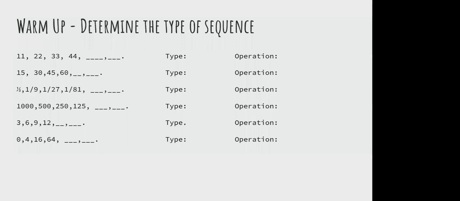Here's the warm up. I want you to determine the type: arithmetic, geometric, or neither. And then, what is the operation that is moving the sequence? According to my clock, it is 10:47. I'll give you 7 minutes. So 7 minutes is five of. So let's see what you can do, and then we're going to talk about it.